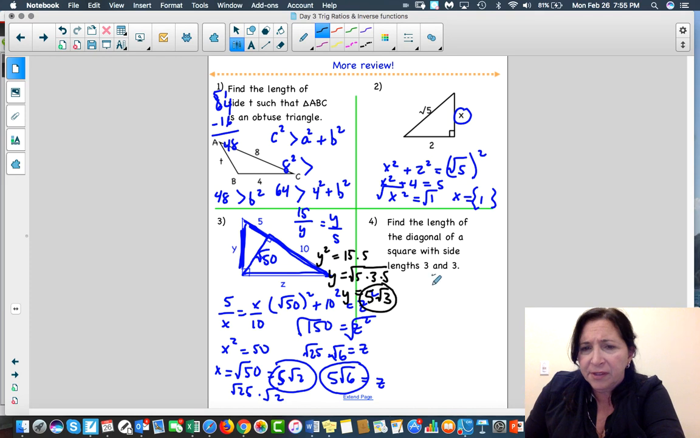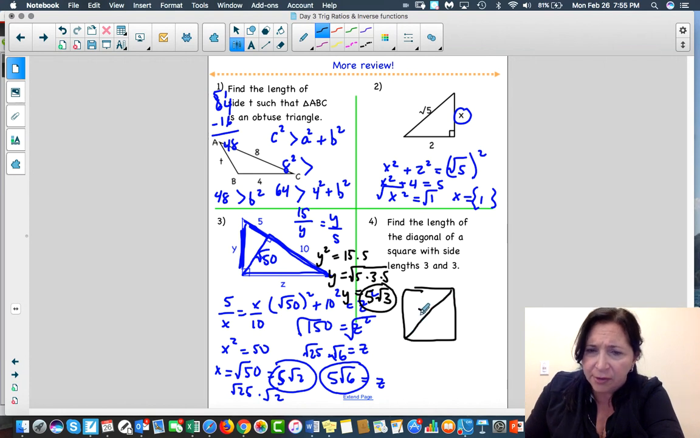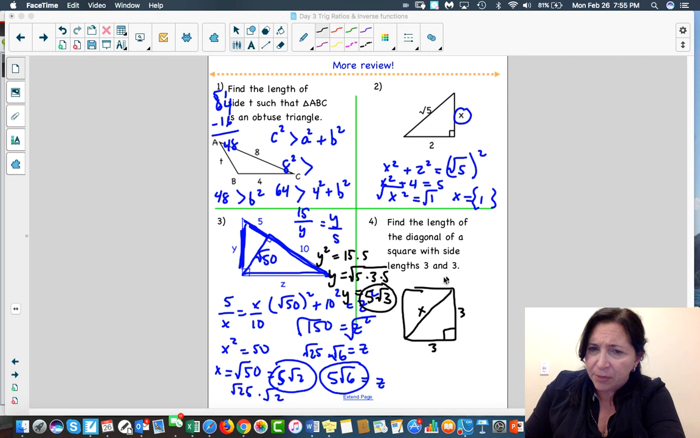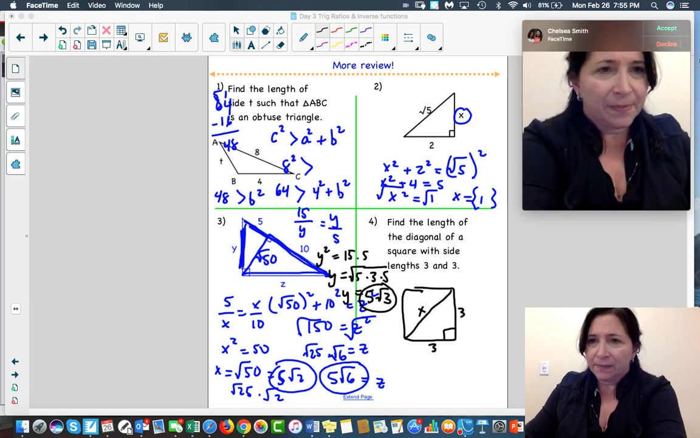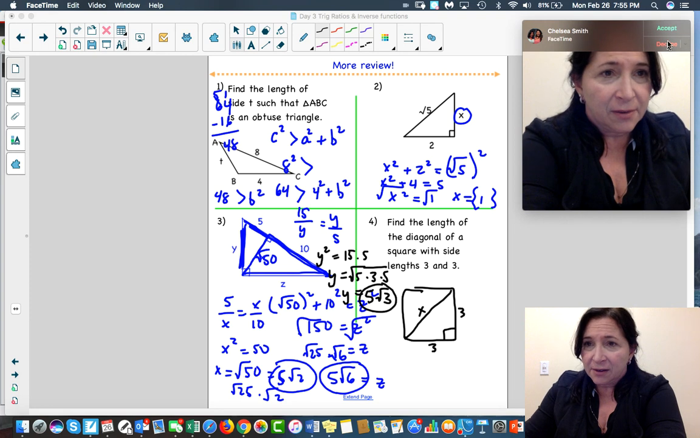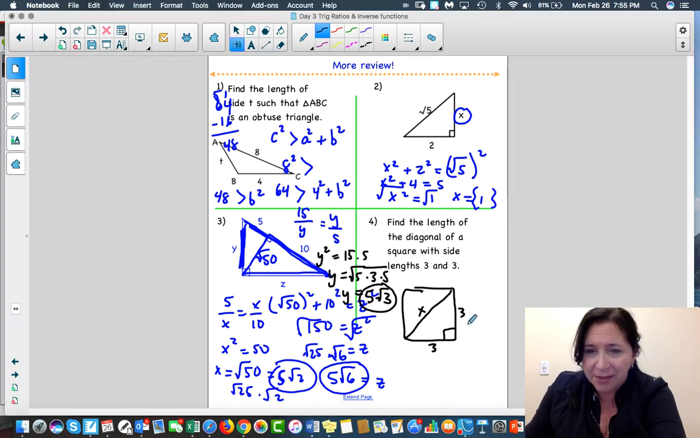For this problem, this says find the length of the diagonal of a square. So here's my square. The diagonal is what I'm looking for. I know that this value is x, and I have sides of 3 and 3. So x would be 3 root 2. So that would be 3 root 2.